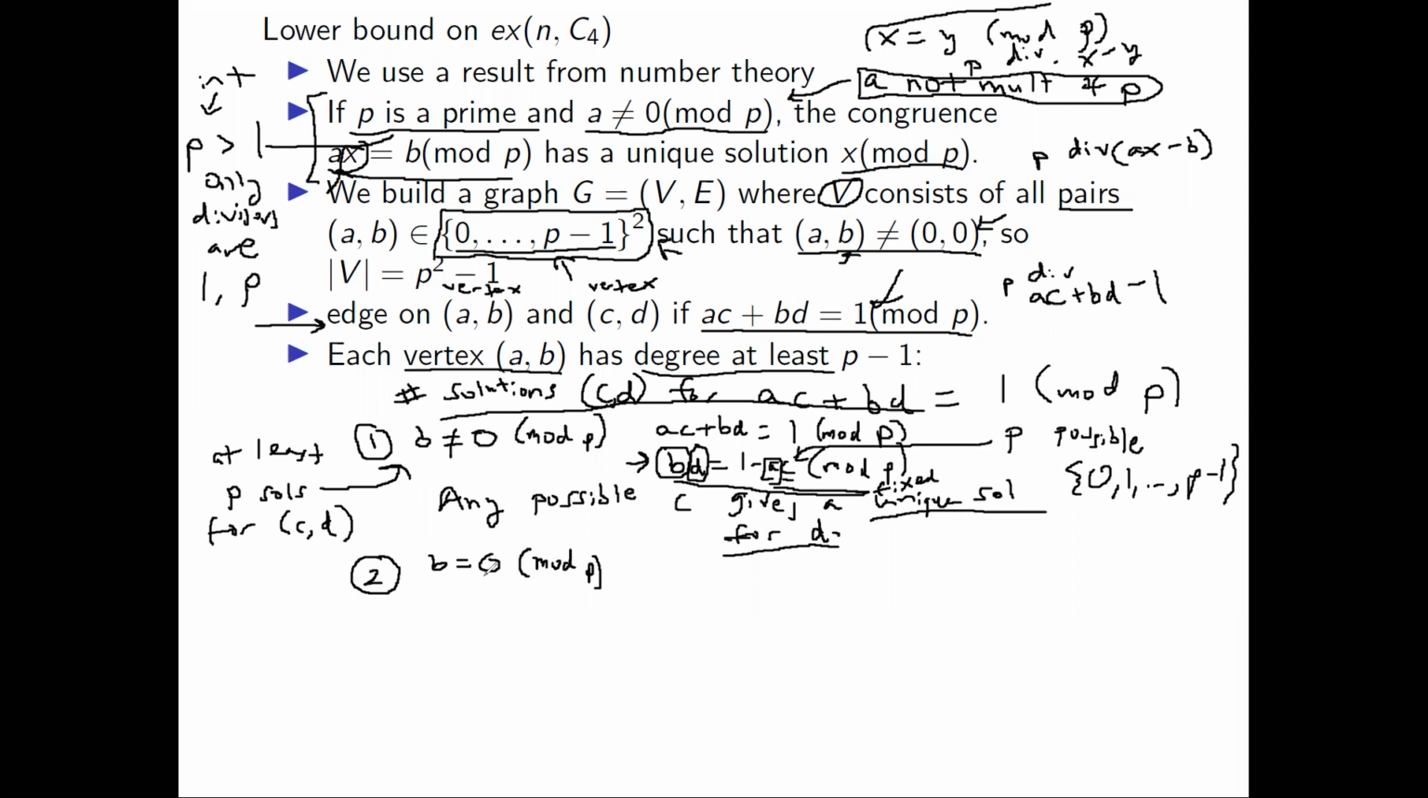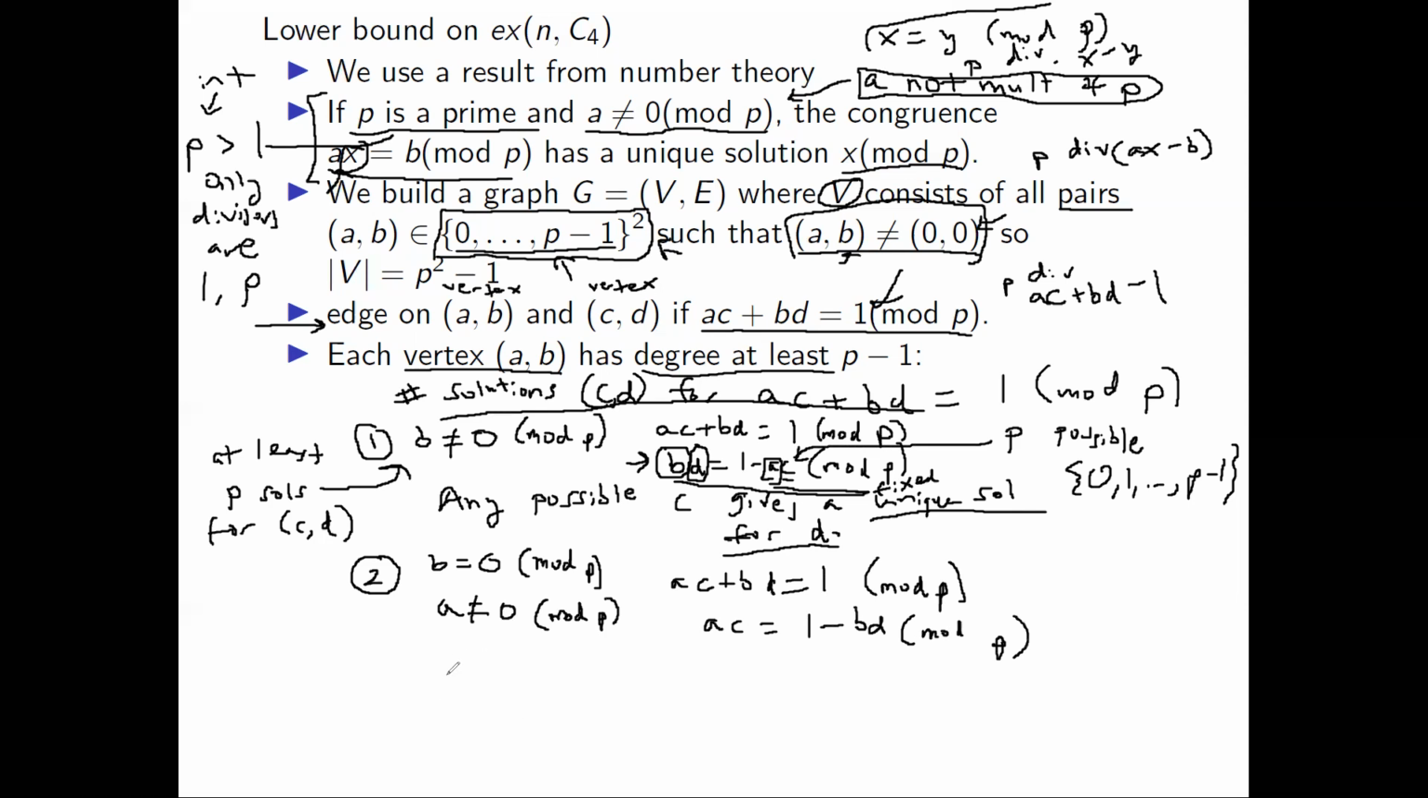So for case 2, if we have B equals 0 mod P, we know that AB can't equal 0, 0 from this third bullet. So that means that A does not equal 0 mod P. And so we can do something very similar to what we did in case 1. We can take our equation AC plus BD equals 1 mod P, and we can write it as AC equals 1 minus BD mod P.